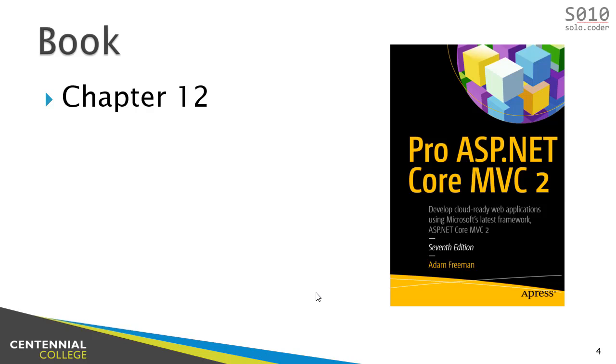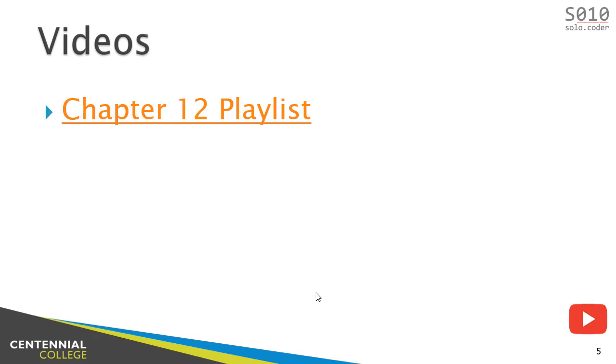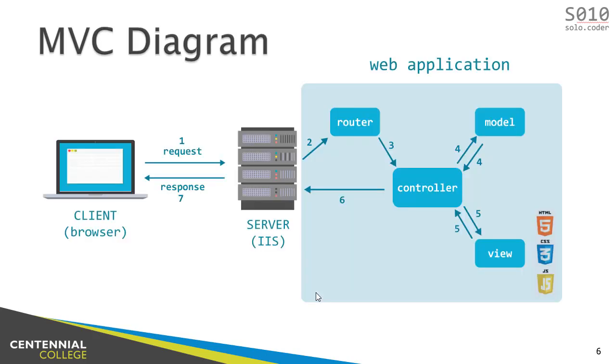What we're going to be covering can be found in chapter 12 of the book. That's the last chapter in the sports store sequence. You also have the playlist. You can download this PowerPoint, this PDF. That link will be active, and you can find the playlist.